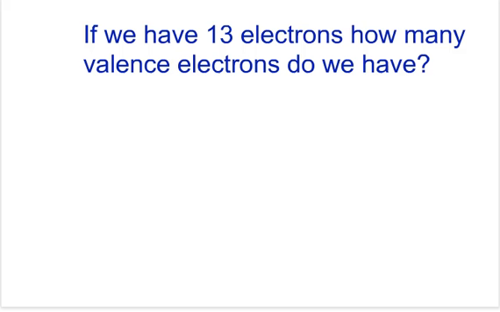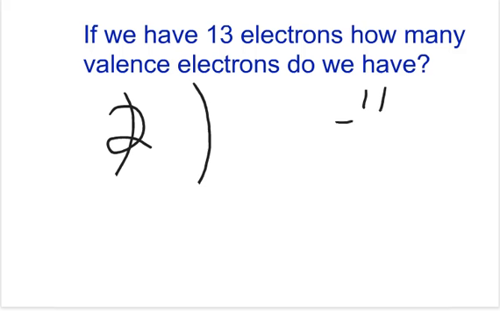We have 13 valence electrons. How many valence electrons do we have? Let's calculate. How many go in the first one? 2. 13 minus 2 is 11. How many can go in the second one? 8. Now we only have 11 because we put 2 right here.